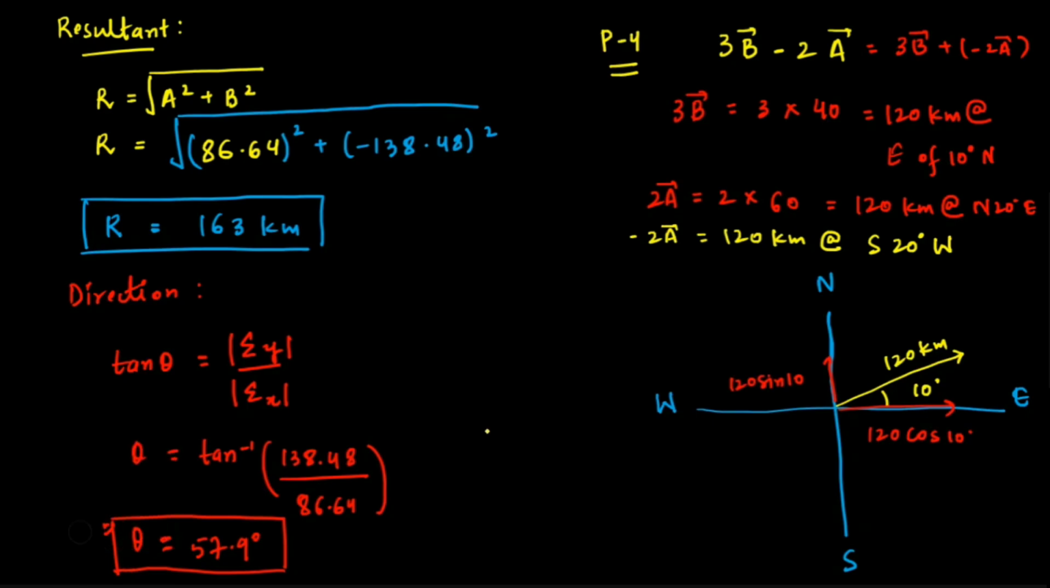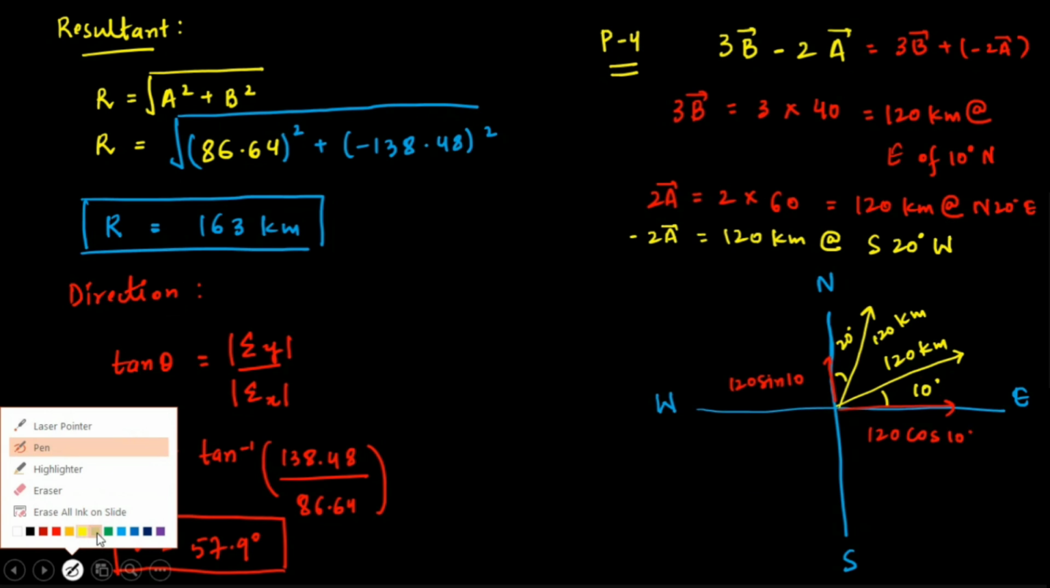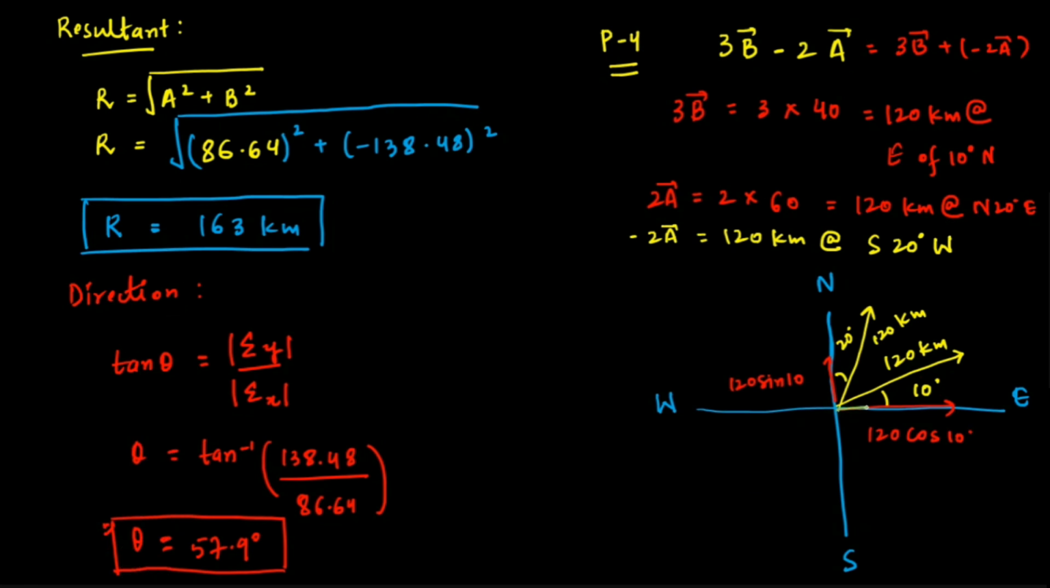Similarly, the other vector is 120 kilometers north, 20 degrees of east. So it must be drawn like that, and this angle is going to be 20 degrees, and it is given as again 120 kilometers. So this vector will again have two components. One is along the x-axis, one is along the y-axis. For the x-axis, it is going to be 120 sine 20, and for the y-axis, it is going to be 120 cos 20.